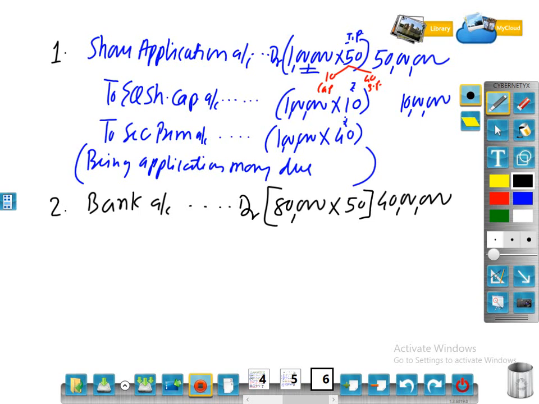Bank account debit 40 lakh. Now we are going to close that share application, right? Now some amount is due from Mr. A, Mr. B and Mr. C also. So what we will do is debit their account.